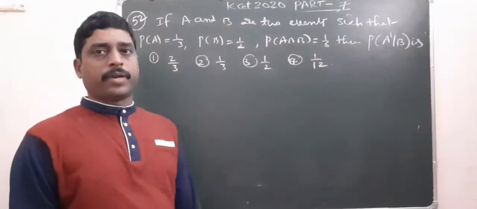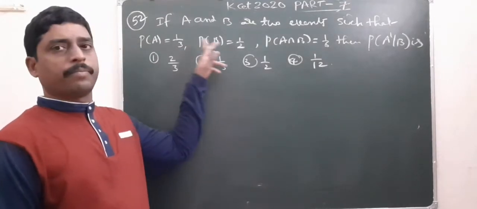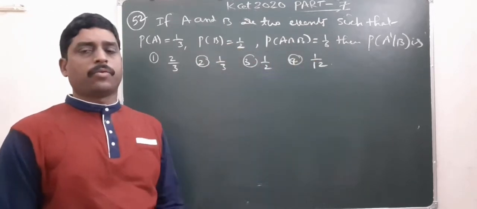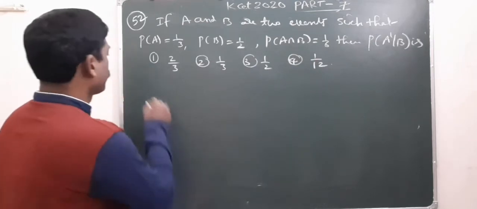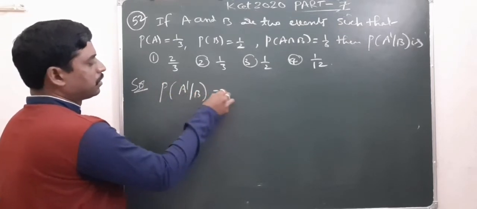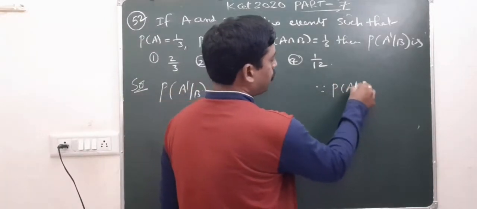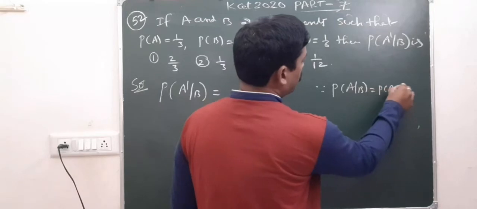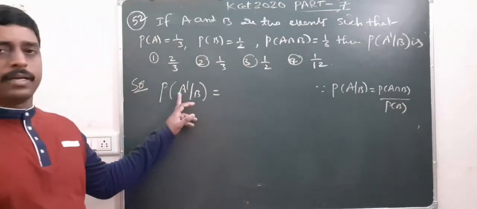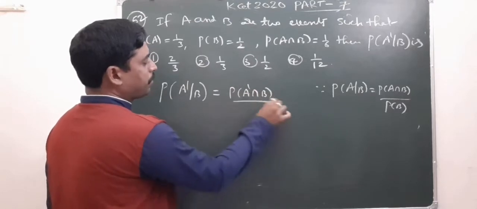So let us see question number 52. In the statement, A, B are two events given, P of A, P of B values, and P of A intersection B value 1 by 6. Then we have to find P of A dash by B. So by using conditional probability, what is the conditional probability? We have this formula P of A by B is equal to P of A intersection B by P of B. In this formula, A place and A dash is there. So now P of A dash intersection B by P of B.